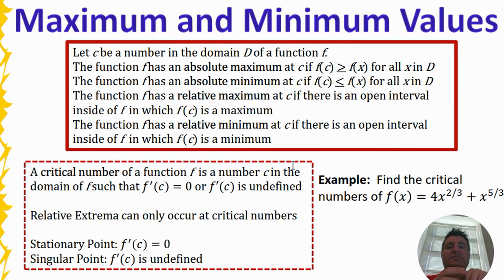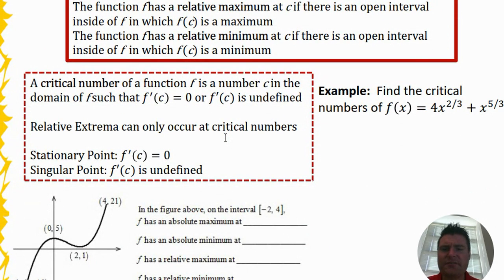Relative maximum is the highest point in a little neighborhood of a function. You can have many relative maximums in a function, and the relative min is the lowest point in each neighborhood of your function.